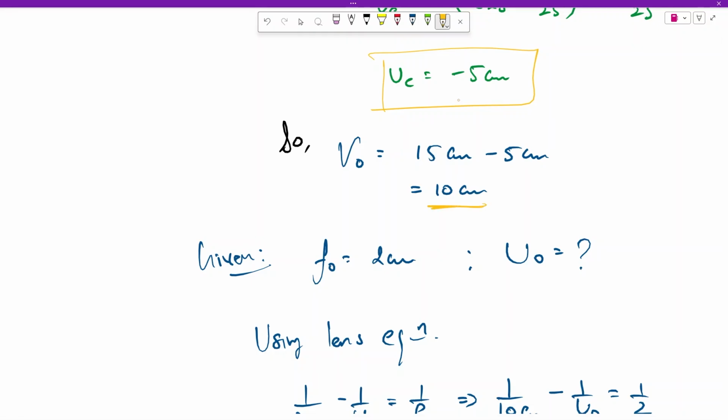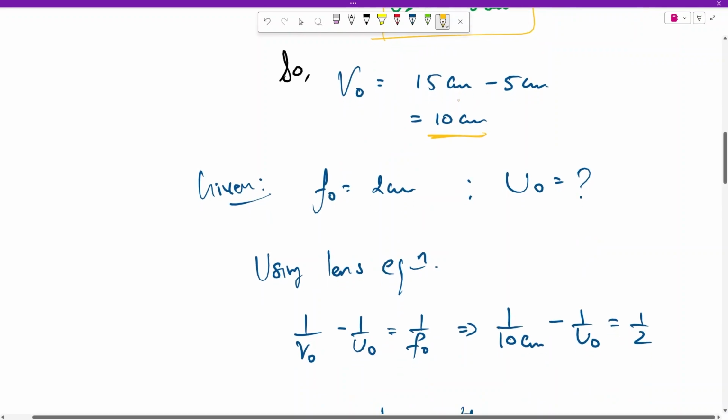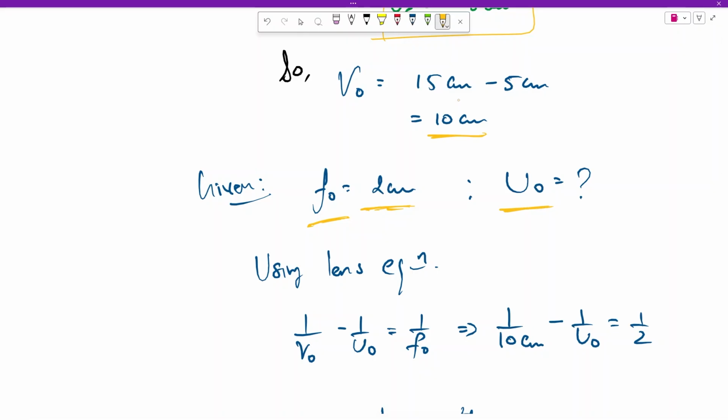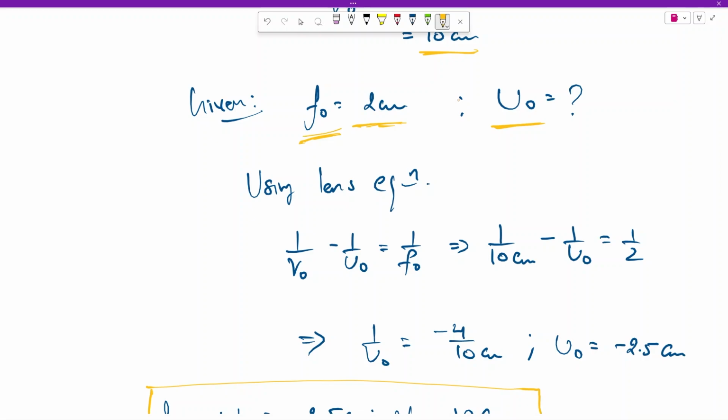So we have got a value of VO. We have been given the value of FO, that is the focal length of the objective, that is 2 centimeter. We have to find out the value of UO, that is the object distance from the objective. So using lens formula again, we have been given the value of FO and VO, and we have to find out the value of UO. So solving this, we have got a value of U as minus 2.5 centimeter.